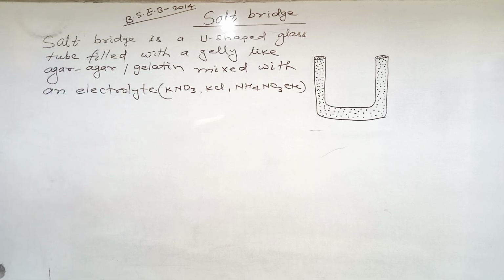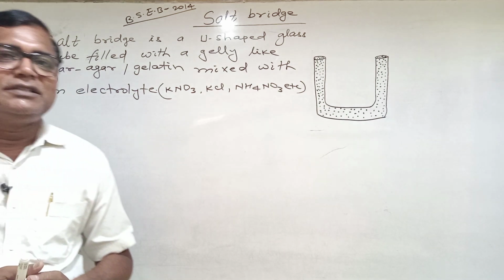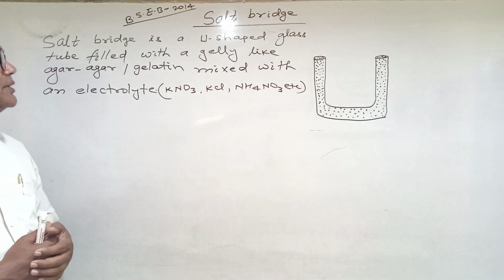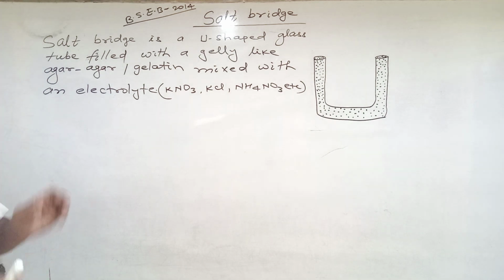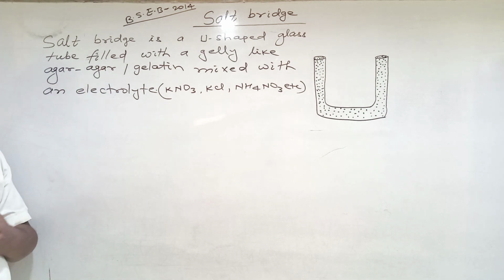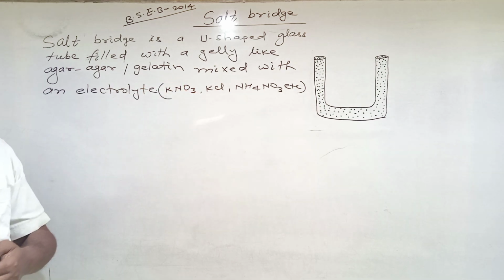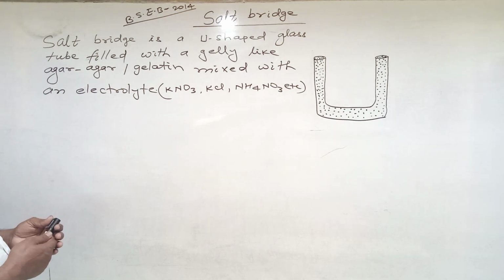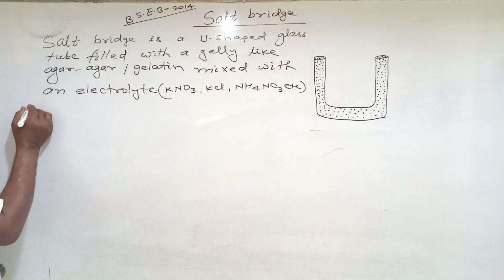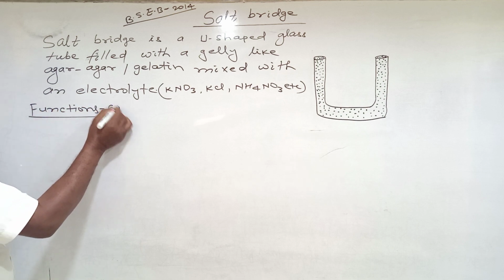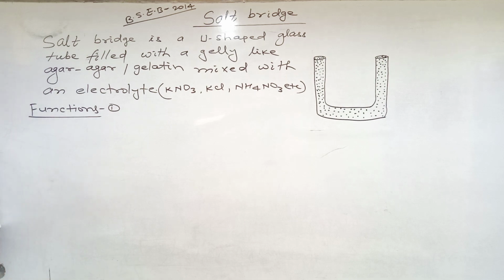Salt bridge is a U-shaped glass tube filled with a jelly-like agar or gelatin mixed with an electrolyte such as KNO3, KCl, NH4NO3, etc. Now we write the functions of salt bridge. This indicates the functions of salt bridge.